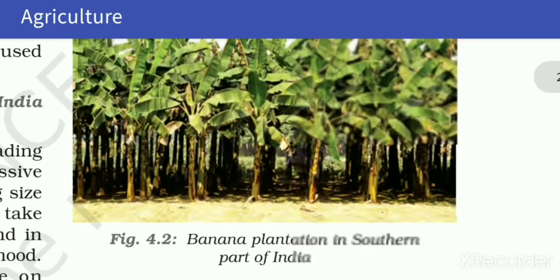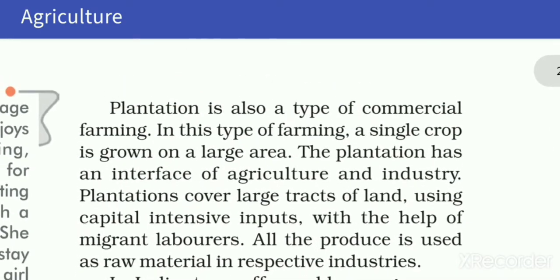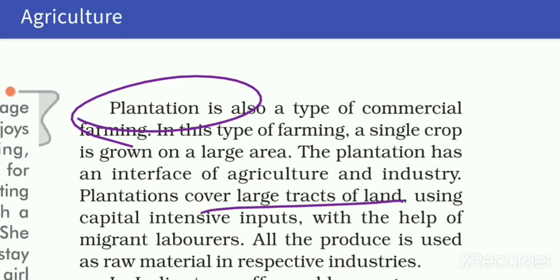Now let us talk about the next one. The next farming is plantation. So what is this? This is also a type of commercial farming. In plantation, a single crop is grown on a large area. It covers large tracts of land, and a number of migrant laborers are required to work on plantations.